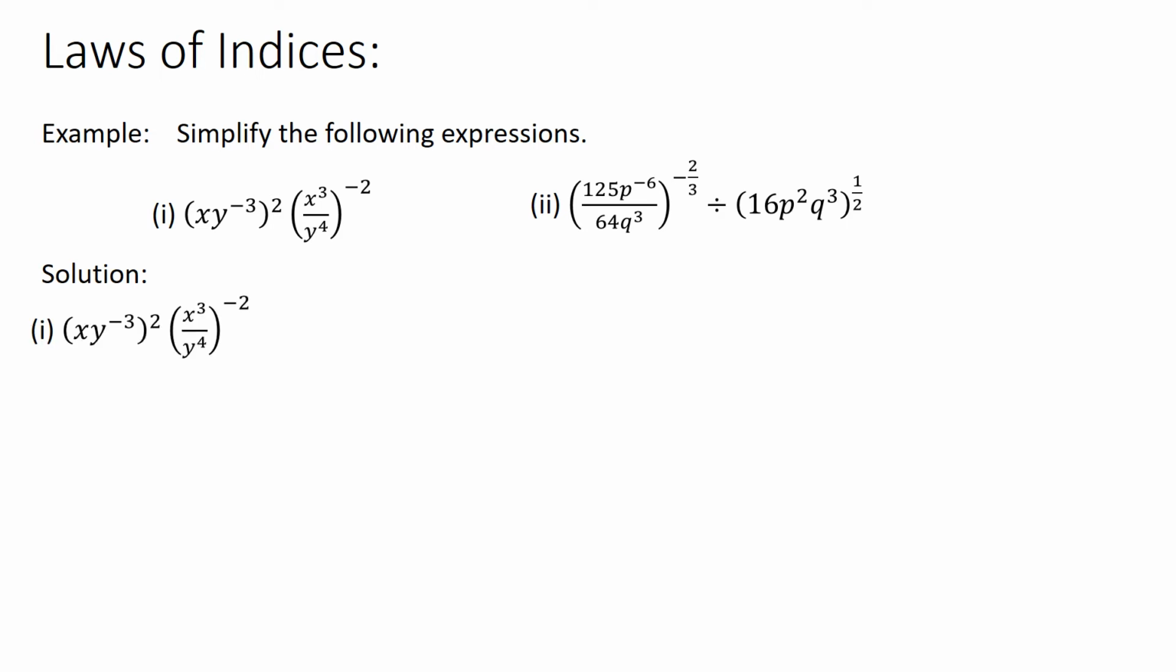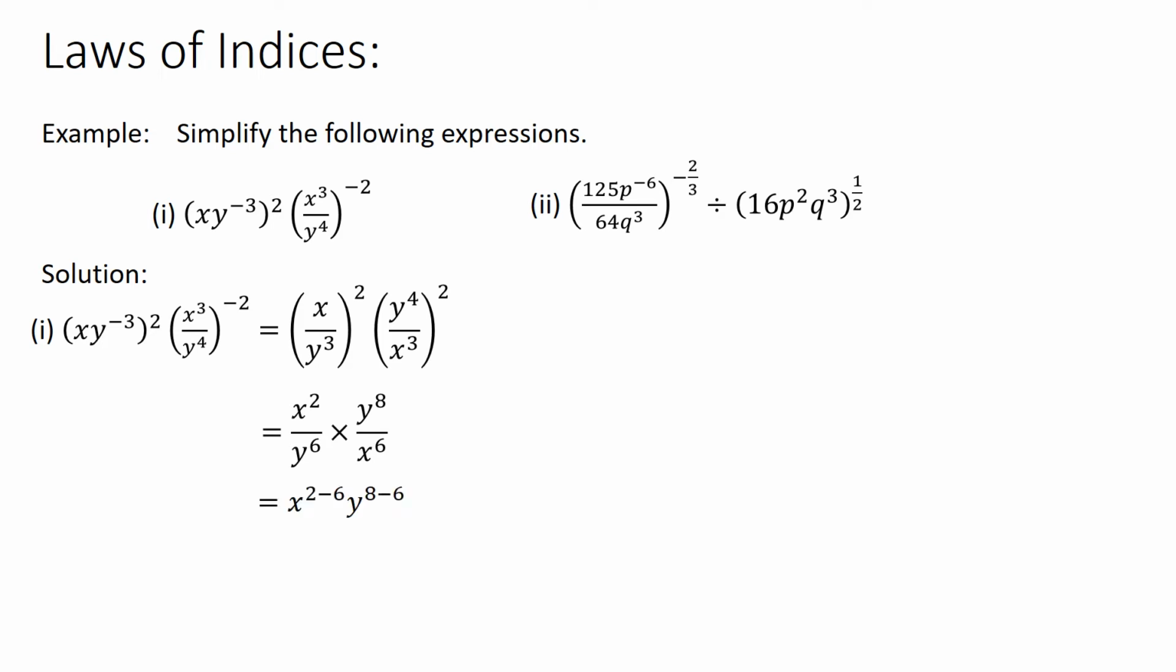For the first expression, the first step we can do is change the negative power to become positive power. Hence, it will become x over y cubed to the power of 2 times y to the power of 4 over x cubed to the power of 2. Next, we can remove the bracket and it will become x squared over y to the power of 6 times y to the power of 8 over x to the power of 6.